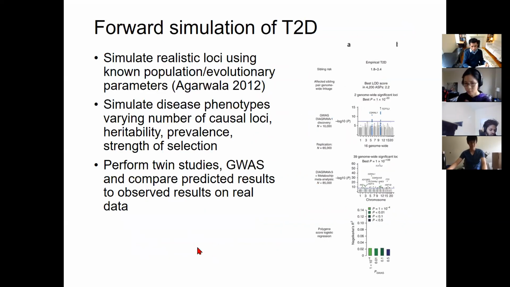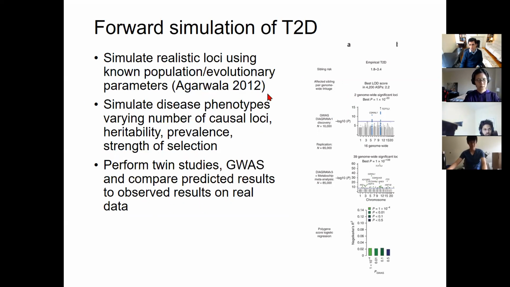So you can basically ask, what are the potential disease architectures that are compatible with the genome-wide association data? And you can actually simulate a disease model. You can simulate realistic loci using the known population and evolutionary parameters. And that's where Agarwala et al. went. You can simulate disease phenotypes by varying the number of causal loci, the amount of heritability, the prevalence of the disease, and the strength of selection. And you can then perform twin studies, genome-wide association studies, and compare the predicted results to the observed results using this forward simulation.